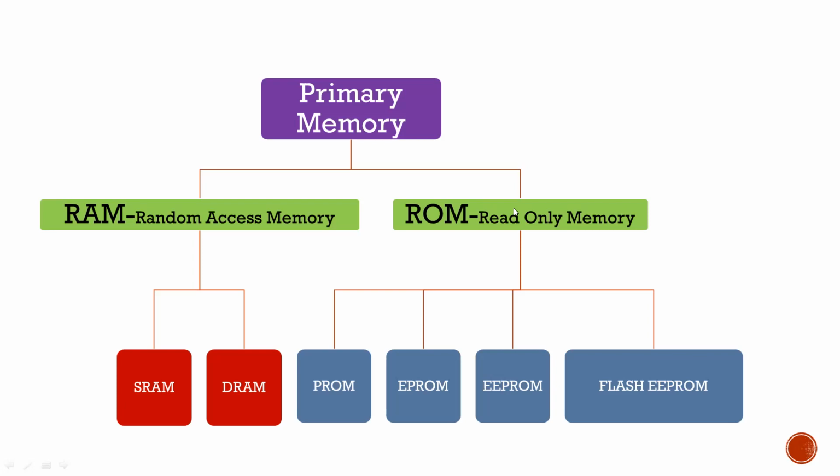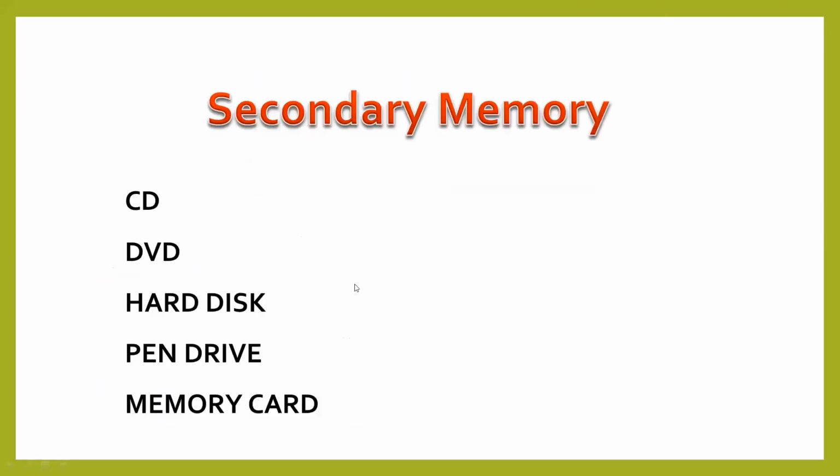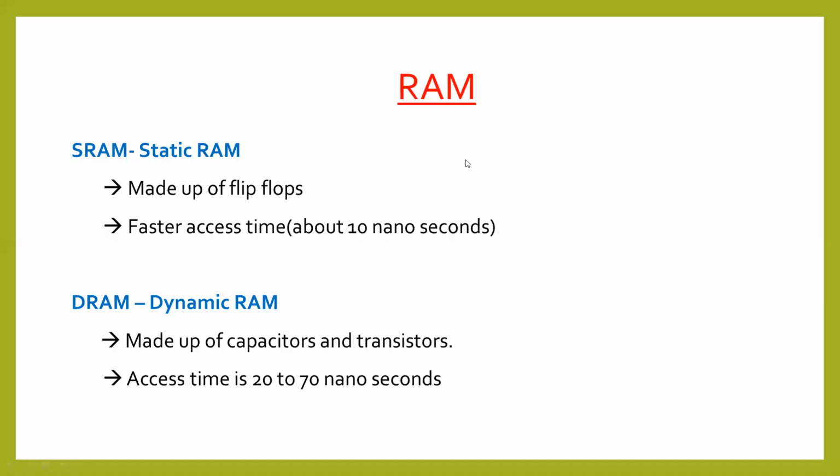RAM is basically divided into two types: SRAM and DRAM. SRAM means static RAM and DRAM means dynamic RAM. Static RAM is very high speed memory, made up of flip-flops.